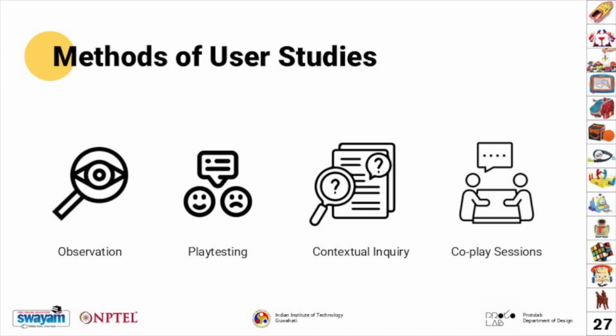User studies in toy design do not have to be complex or academic. They are often simple, direct, and hands-on. Observation involves quietly watching how children engage with the toy. Playtesting allows designers to see how prototypes perform in real conditions. Contextual inquiry looks at where and how play happens: at home, at school, or while traveling.